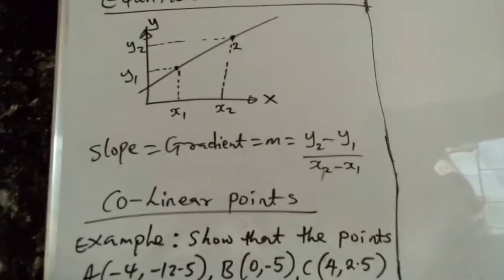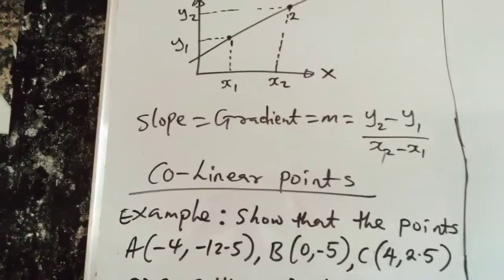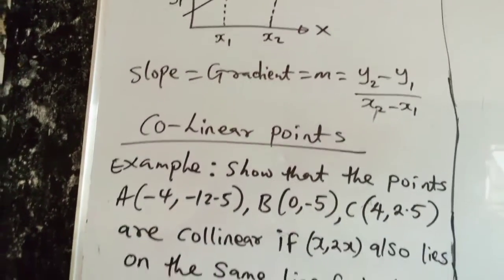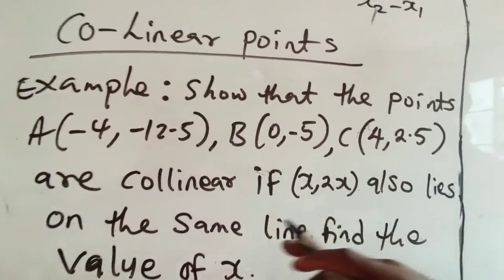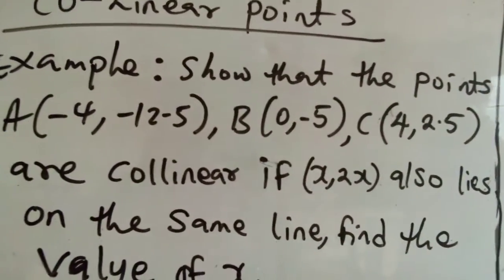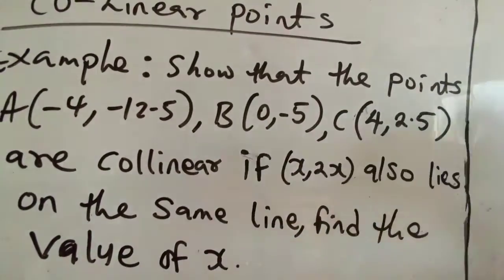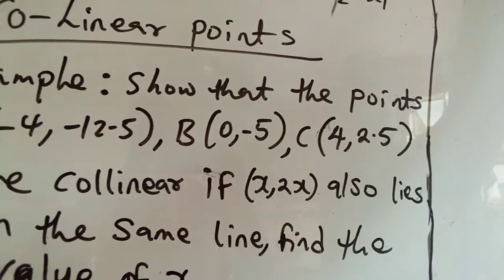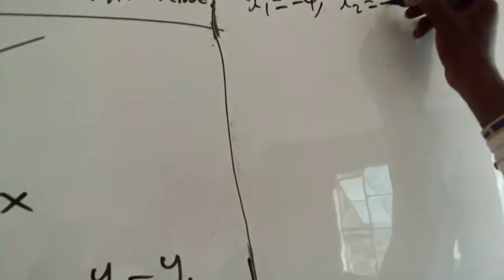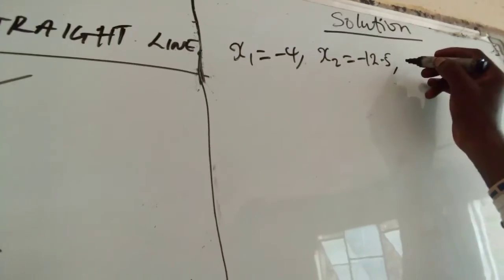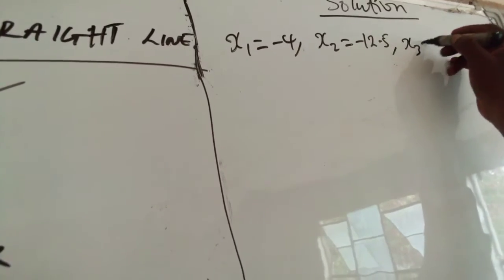Example. That the points, these 3 points, are collinear. If this also lies on the same line, find the value of x. So very simple. What you do, you go to the first point, you say that your x1 is minus 4, x2 is minus 12.5, then x3 is 0.